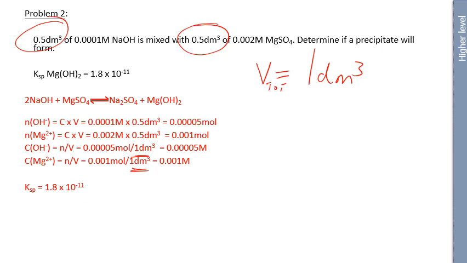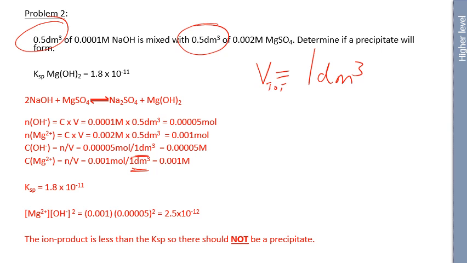Okay, so we can tell that the solubility product is going to be 1.8 times 10 to the negative 11. The constant for the solubility product anyway. If we do the numbers using the equation for the solubility product, you can see that the ionic product itself is going to be less than KSP. It's going to be 2.5 times 10 to the negative 12. Therefore, there should not be a precipitate of magnesium hydroxide.